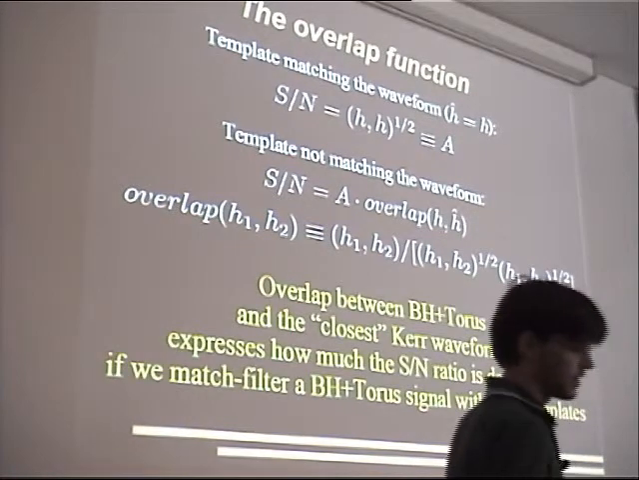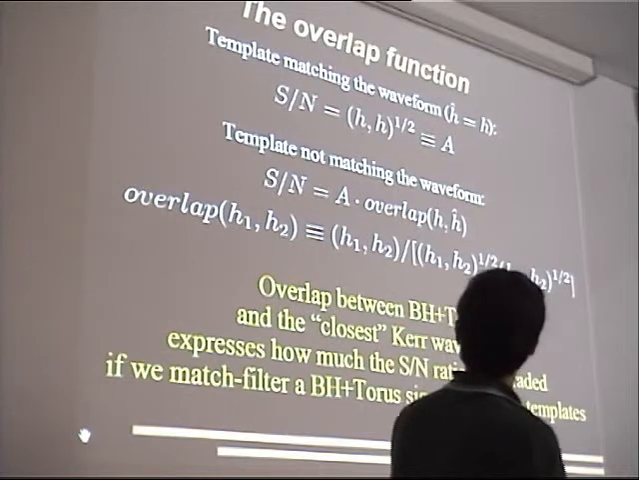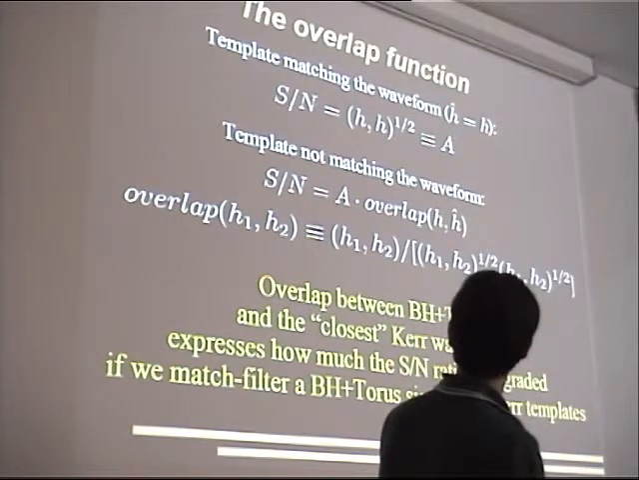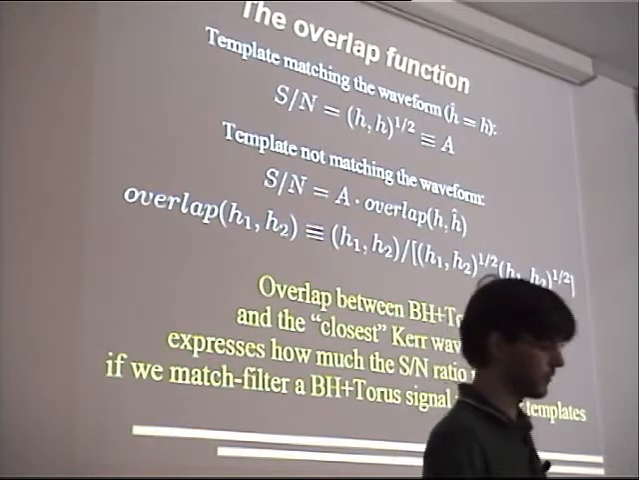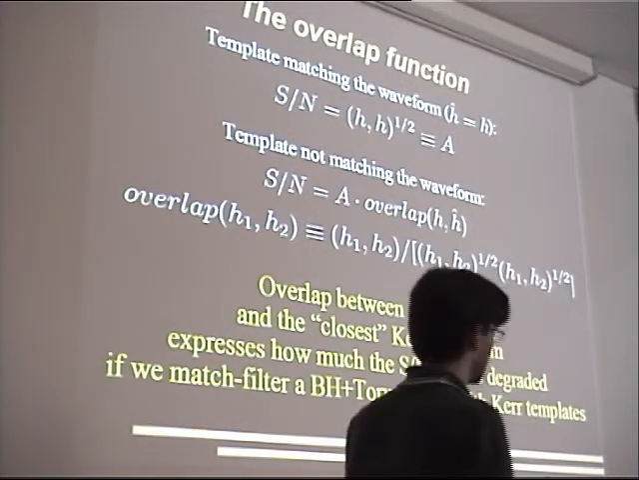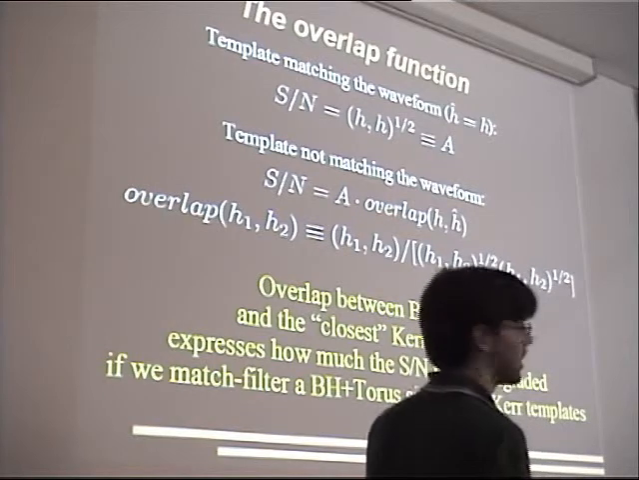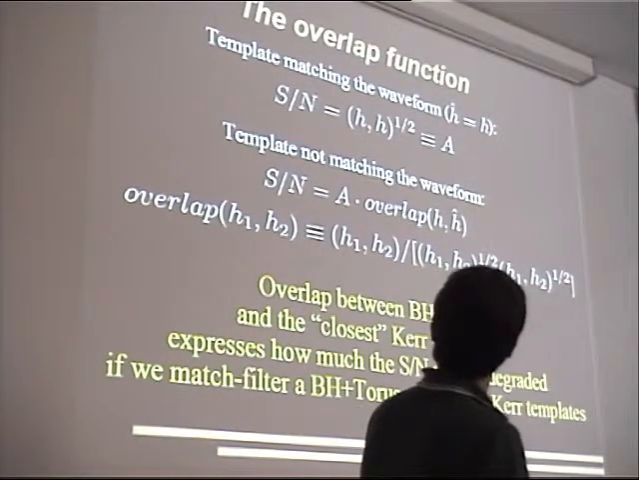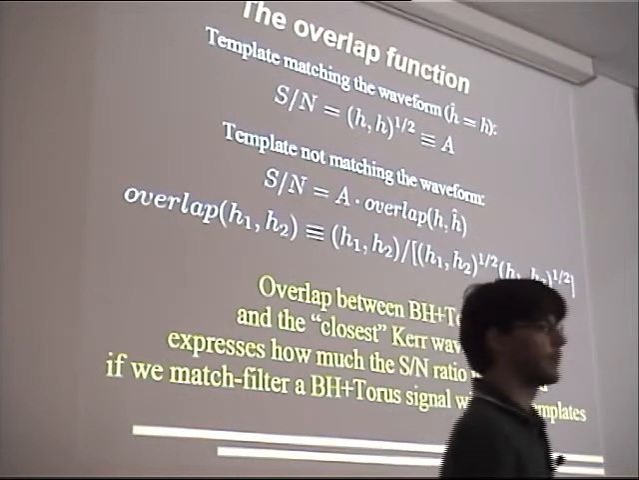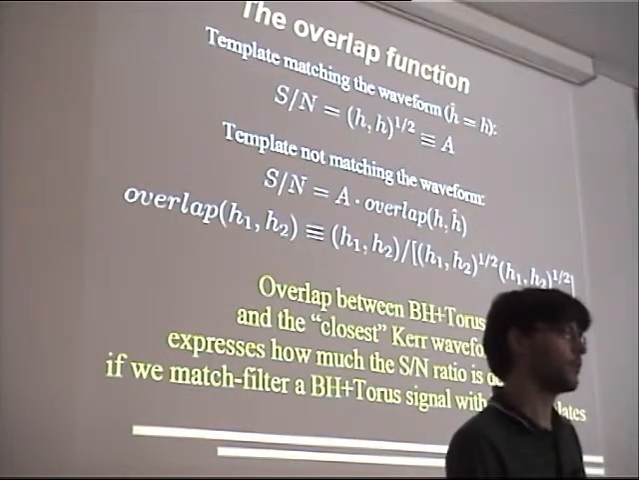So what does this overlap function mean? If we overlap black hole plus torus waveforms and Kerr waveforms, this overlap function expresses how much signal-to-noise ratio we lose if we match filter a black hole plus torus signal with Kerr templates. That is, the overlap function is 1 if two waveforms are identical, and it is 0 if the two waveforms are completely uncorrelated.